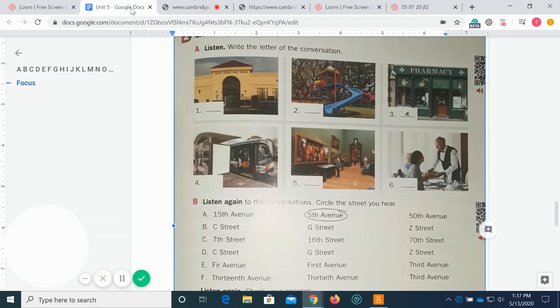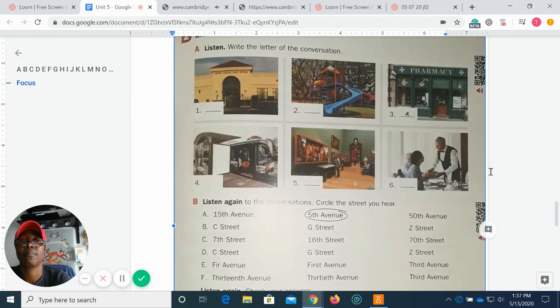Unit 5, Around Town, page 59, exercises 2A and 2B. Okay, I am going to see if we can listen to the conversation and hear and see the video at the same time. So I'm going to play Track 42. Conversation A. Oh, very good.